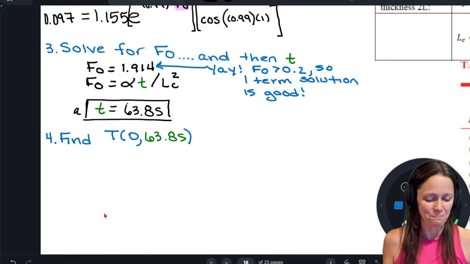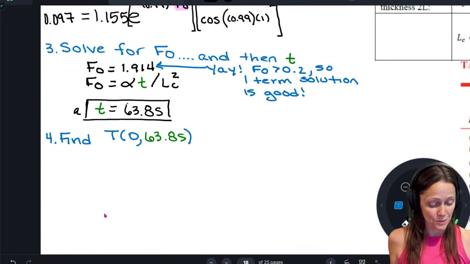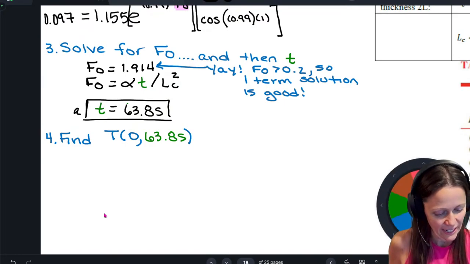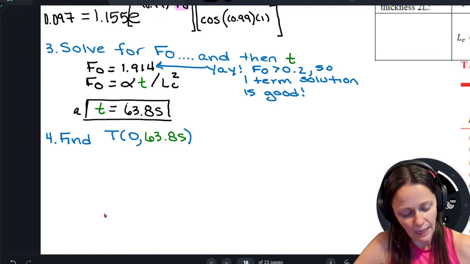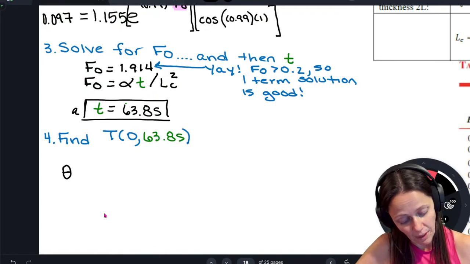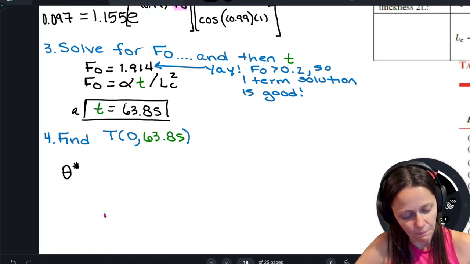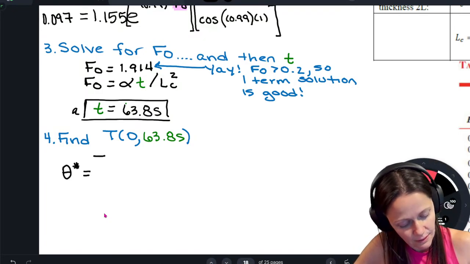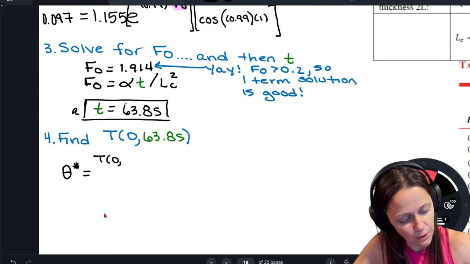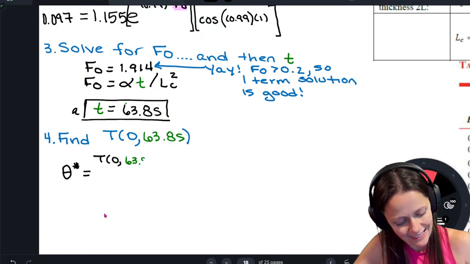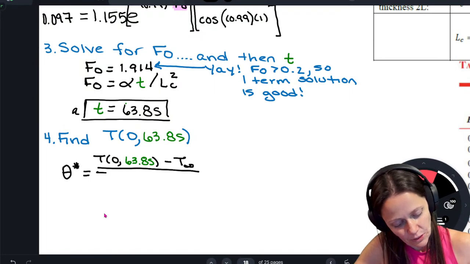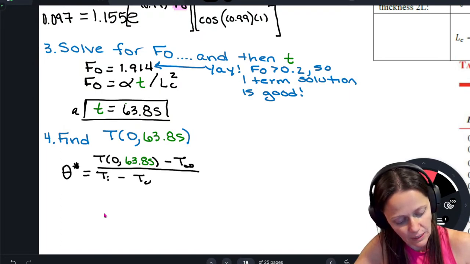So we can use the one-term solution. I'm going to use the same one-term solution, but now I'm going to be finding the temperature at this particular place, at x equals 0. So I'm going to calculate my theta star again, except this time I'm looking right at x equals 0. So again, T at x equals 0, 63.8 seconds, minus T infinity over T initial minus T infinity.